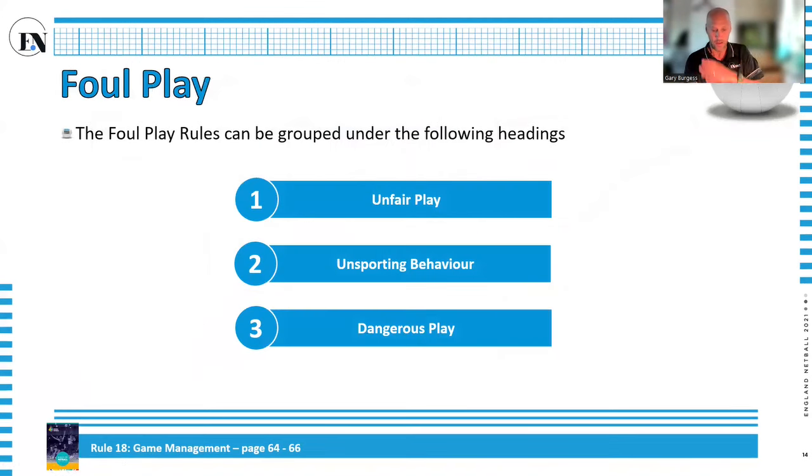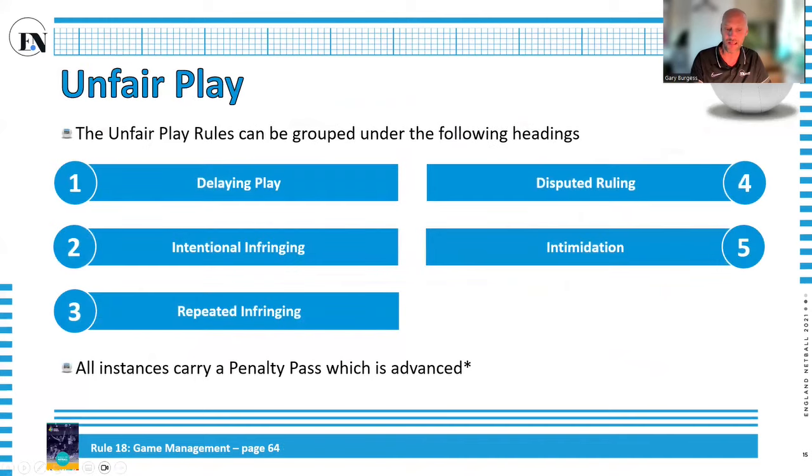Now, the actual bones of the game management rules have been really, really well defined. So they've been defined into unfair play, unsporting behaviour, and dangerous play. And these can be found on page 64 to 66 of the rule book. Okay, so we're going to look at each of these. Now, within unfair play, we've got delaying play, intentional infringing, repeated infringing, a disputed ruling, and intimidation.